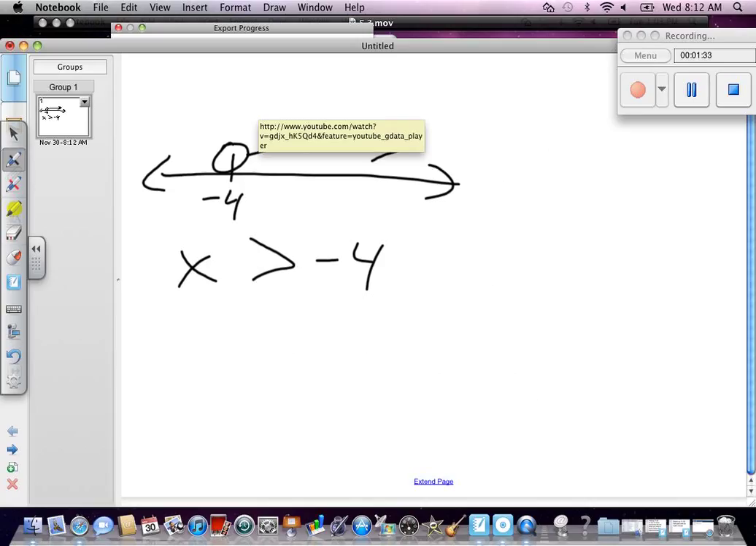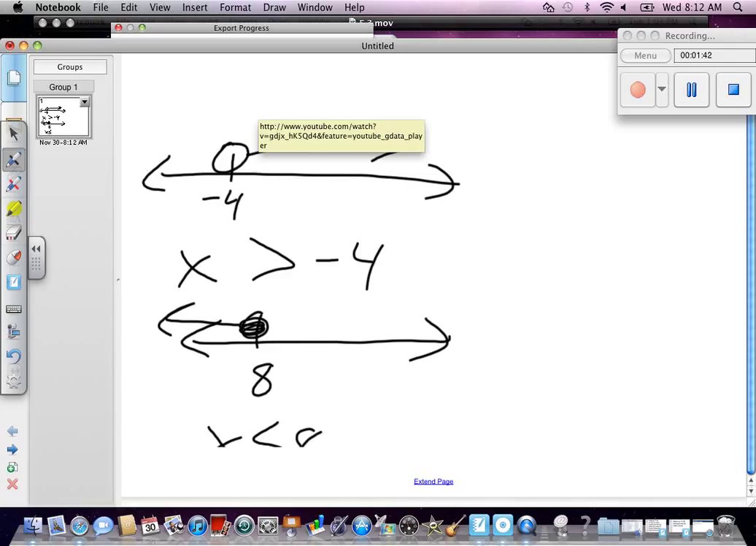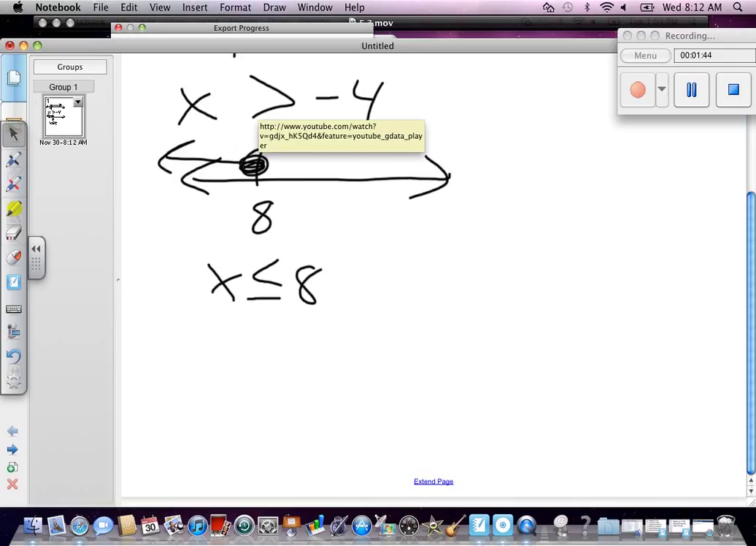Okay, let's look at the second one. What does the second one say? We've got a closed circle over what? x is less than or equal to 8. Okay. So, ladies and gentlemen, let's try some on our own.